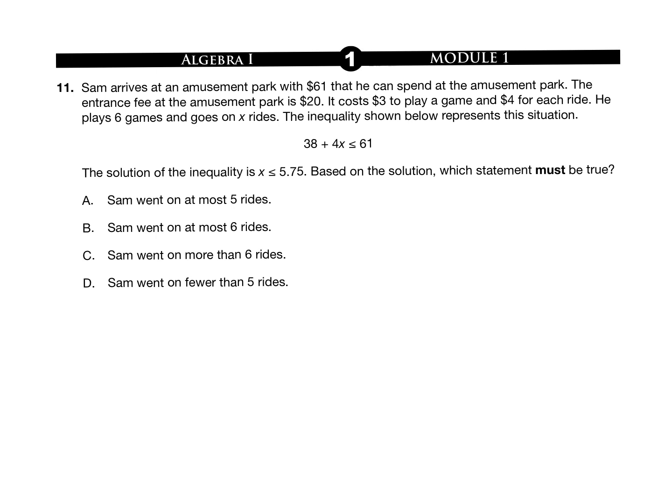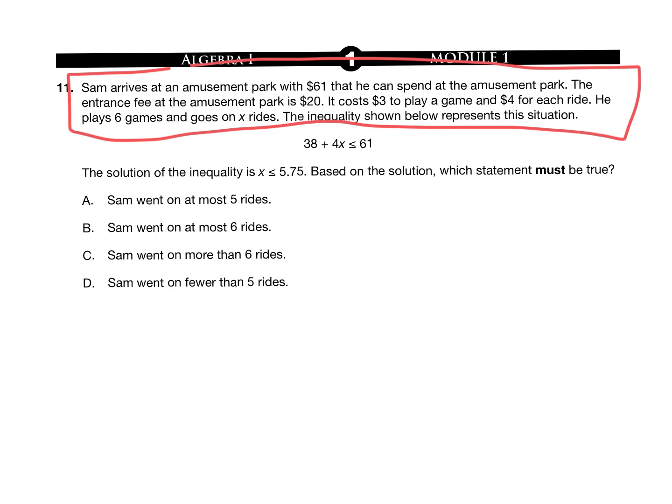Okay, when we look at this problem, we have this problem about Sam going to an amusement park that he has $61 to spend. And when you've gone through and read about how he has to pay his entrance fee and how much each game is and how much it costs for each ride, they give you some information saying, well, he plays 6 games, so he spent $18 there, and it cost $20 to get in. So that's where that 38 came from, and adding to it $4 per ride. Right? That's where these numbers came from.